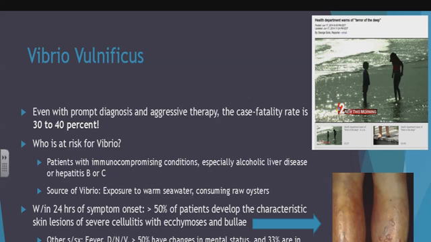A source of Vibrio would be exposure to warm seawater, but additionally, it can happen anywhere, especially in the Maryland area where they have a lot of raw oysters. So the portal of entry also could be from eating oysters. You're not going to see Dr. Worley at any raw oyster bar because of this reason.